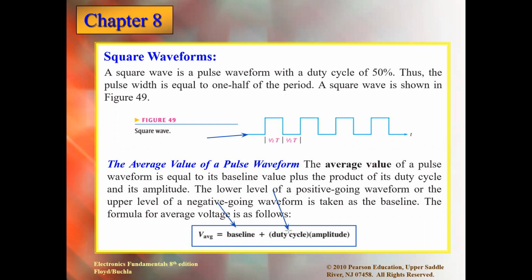Then the duty cycle. It is not the percentage duty cycle, it is just the duty cycle, that is, pulse width over time. And then the amplitude, that is, the height. How much is the height? With this we can calculate the average of a waveform.